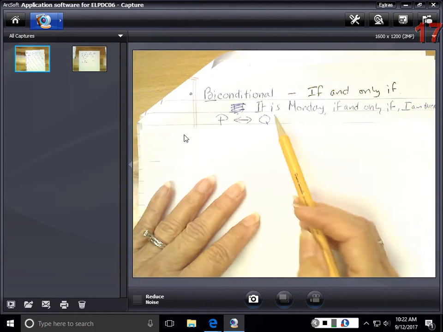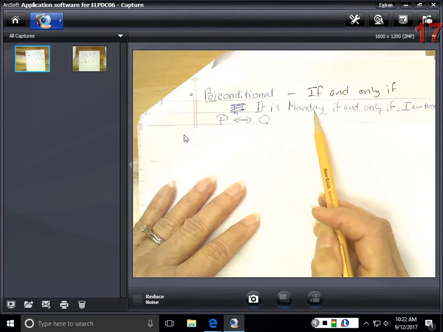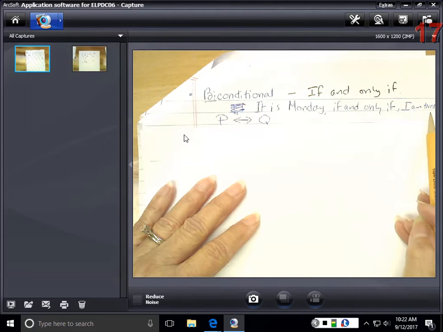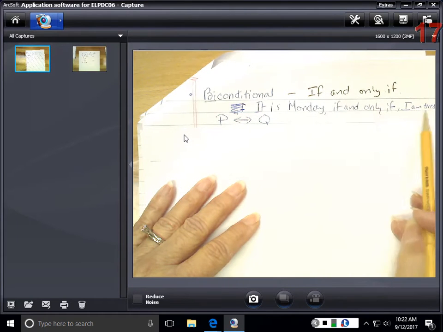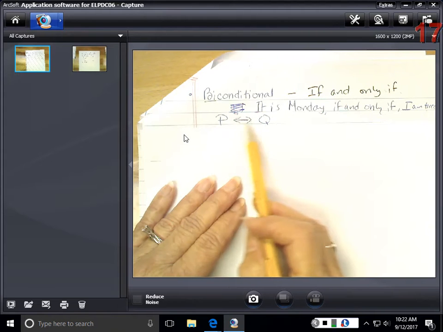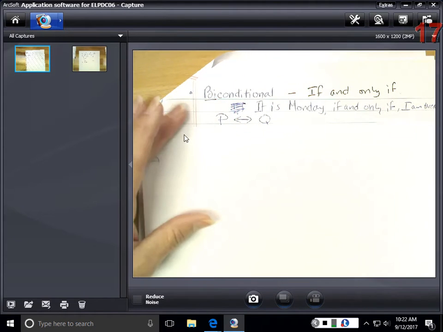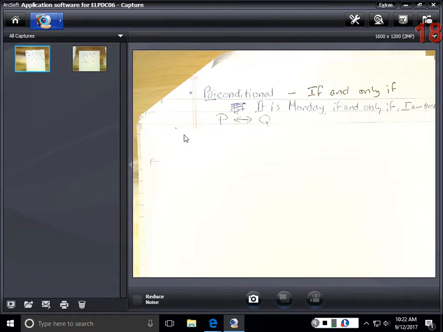Now, it is Monday if and only if I am tired. So here was our P, here was our Q. "If and only if" means this little symbol right here. Does that mean that they're contingent upon each other? In other words, P is only there if Q is there, and Q is only there if P is there? Yes, right. And you can write these backwards. It is Monday if and only if I am tired. I am tired if and only if it is Monday. Okay.